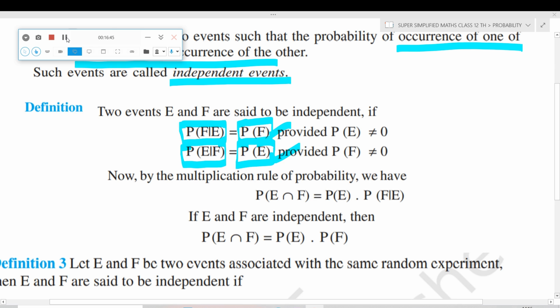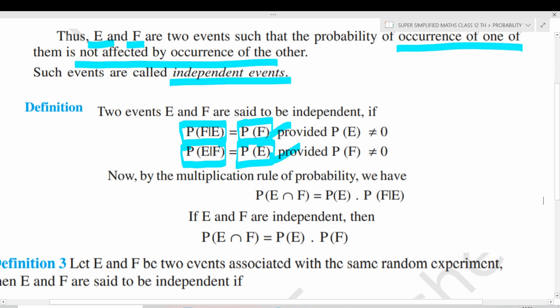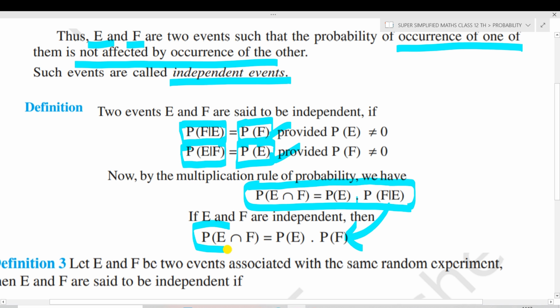Now, we have done the multiplication theorem of probability, and according to that, the probability of E intersection F is equal to the probability of E into the probability of F by E. But since we are saying that events E and F are independent, in that case the probability of F by E can be written as the probability of F. They are the same. So we replace it, and the probability of E intersection F is equal to the probability of E into the probability of F. This is the condition for two events E and F to be independent.